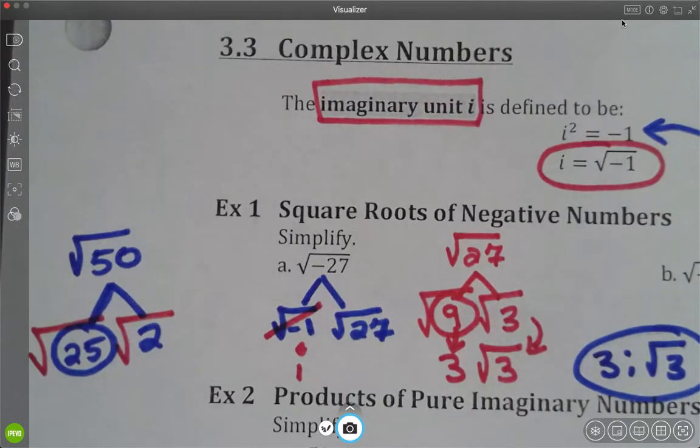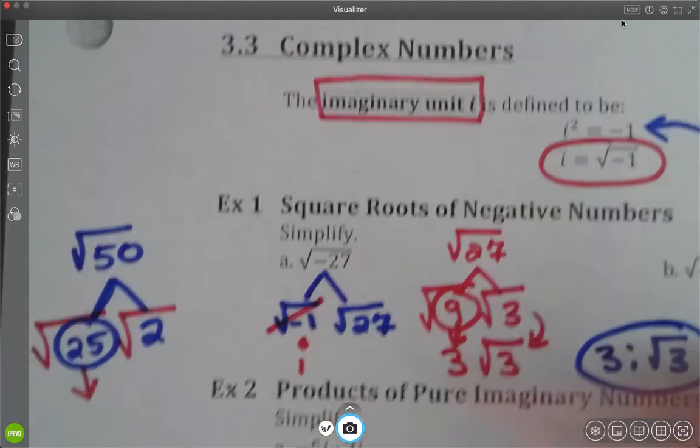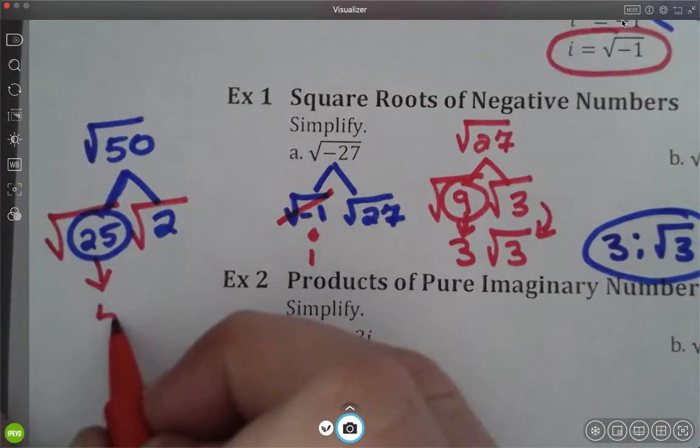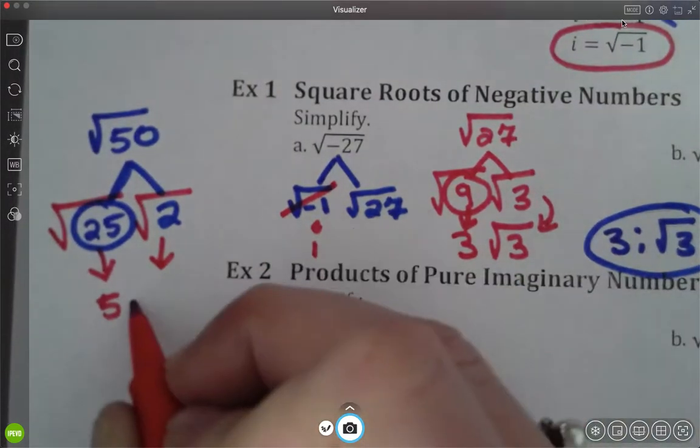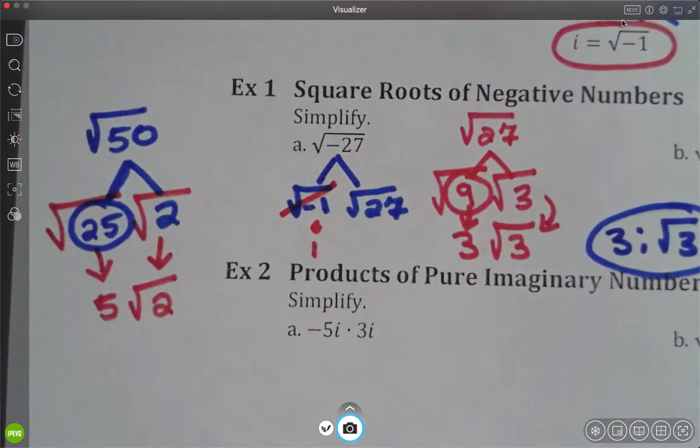Yes? Okay, now I want to simplify those. What is the square root of 25? It comes down as 5. What does the square root of 2 come down as? Just the square root of 2, because it does not come out nice. Does that make sense? That's how we simplify each one of these, right?